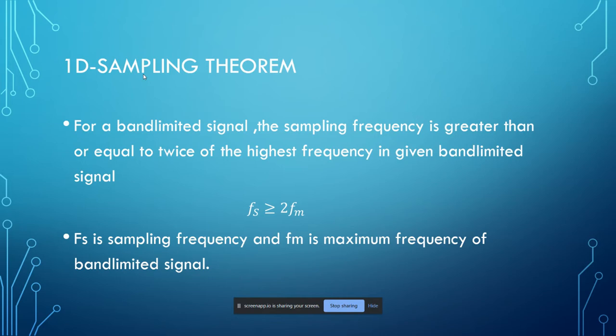So we see the condition that fs, the sampling frequency, is greater than or equal to two times the maximum frequency present in the given signal. So this is what the sampling theorem tells us. This is the statement of the sampling theorem.